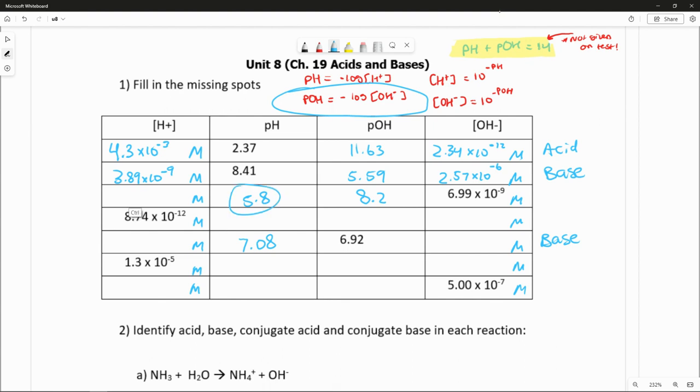Based on this, we can go ahead and calculate our H plus. We do 10 to the negative 5.8, which is going to be 1.58 times 10 to the negative 6.